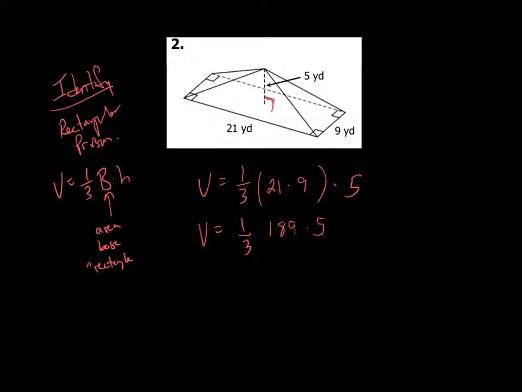Now you can either divide 3 into 189 and multiply it times 5, or multiply it times 5 and then divide by 3. It doesn't really matter, but at the end of the day, you should get 315 cubic yards. So that's the amount of space inside that pyramid.